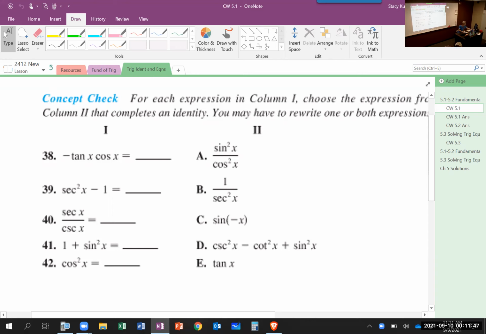What I have here is a matching activity. You want to see if you can match up the expression from column 1 to column 2. So 38 through 42 each match with one of A, B, C, D, E. It's just a matching. Take a second to get your brain focused back on identities.